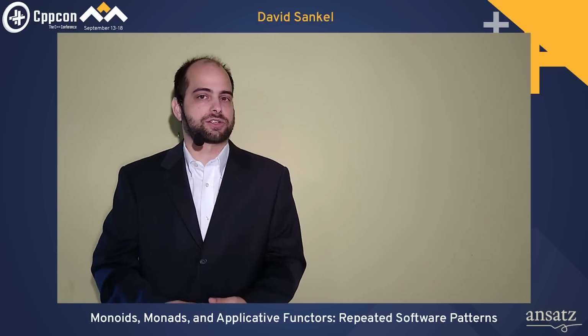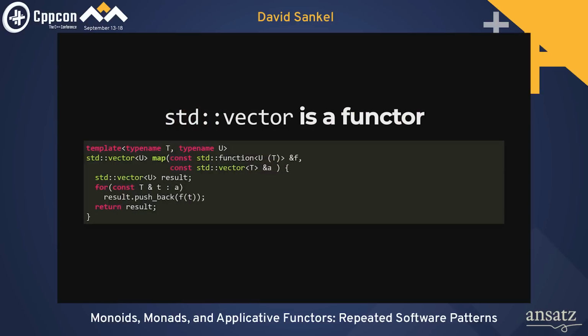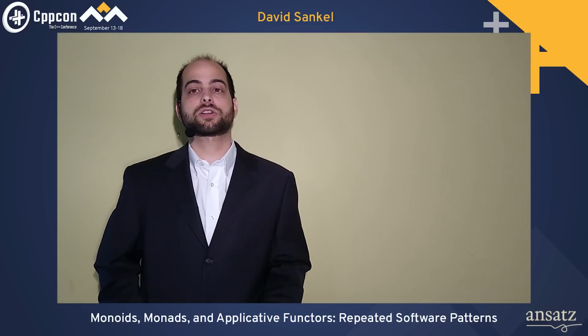So std::vector is a functor. What is the map function defined for std::vector? Map takes in a function, let's say from T to U, and we have a std::vector of T as the second argument of map. What does it do? It creates a new vector for the return value, and that new return value just applies f to all the values in the input parameter. Okay? So again, we're just transforming the values inside of the vector. That's an intuition for vector as a functor.